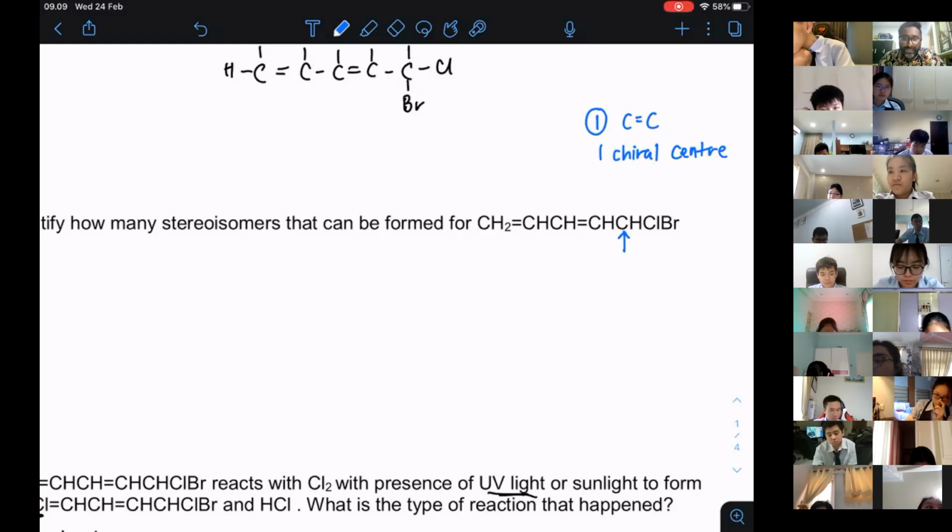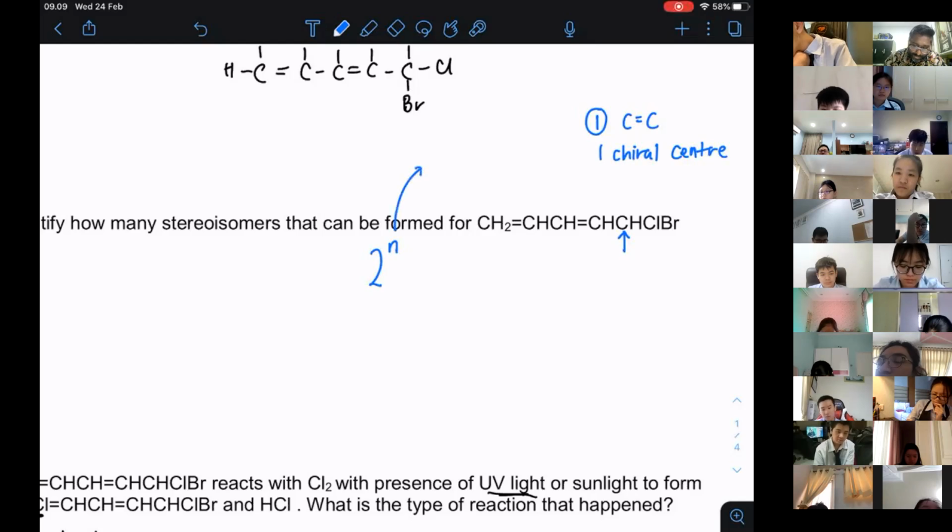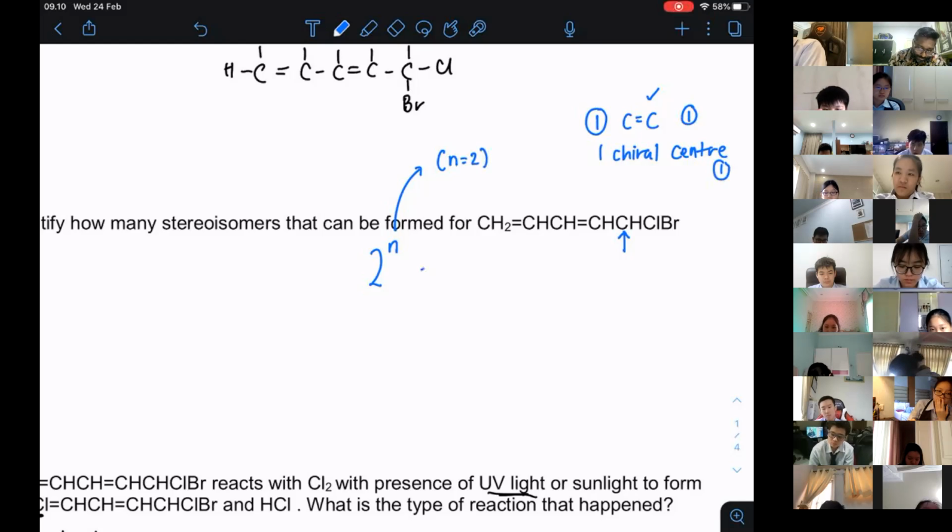Now the formula I want you to use is 2 to the power of n. n represents both the number of double bonds that can give rise to cis and trans, and also the number of chiral centers that you have. In this case, the number of double bonds is 1 and the number of chiral centers is 1, so n equals 2. You are going to get 2 to the power of 2, which is a total of 4.